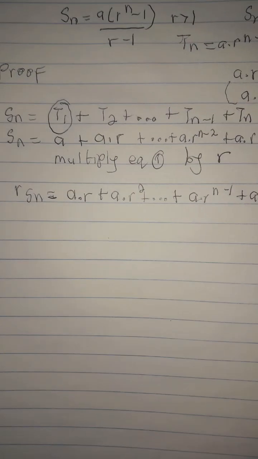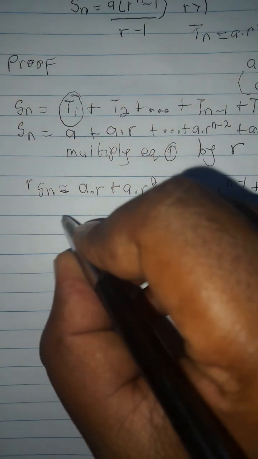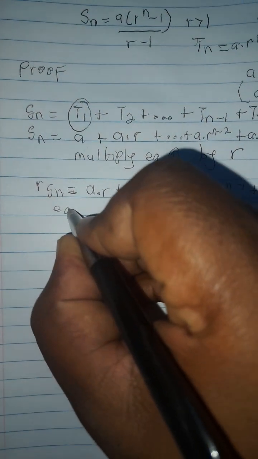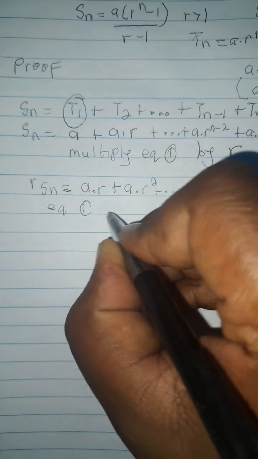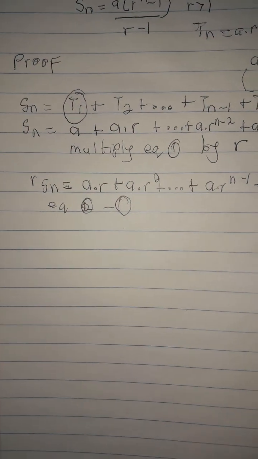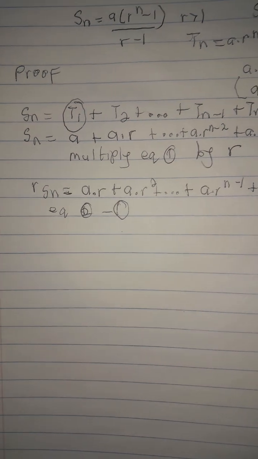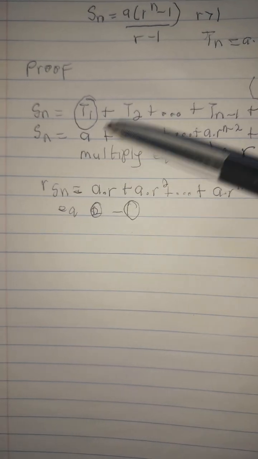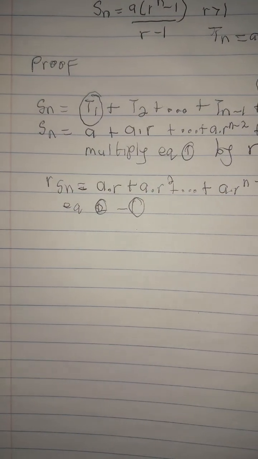So what's the third step then? The third step will be to subtract equation 1 from equation 2, meaning that I'm going to say rSn minus Sn.